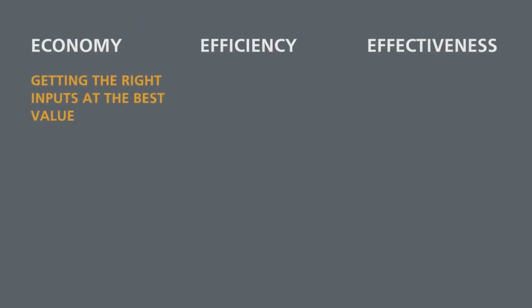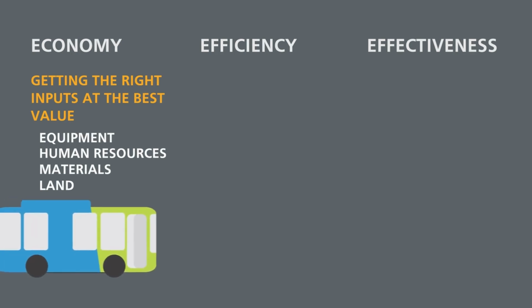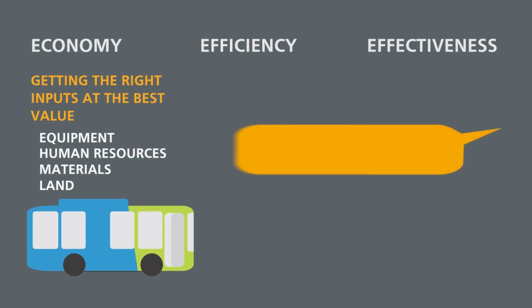Economy means getting the right inputs, such as equipment, human resources, materials, and land, at the best value. This sometimes, but not always, means paying the lowest price. So let's say a municipality is conducting a performance audit of its transit service. A performance auditor would ask questions like, is the city getting the best price for its bus fleet and the fuel used to power that fleet?